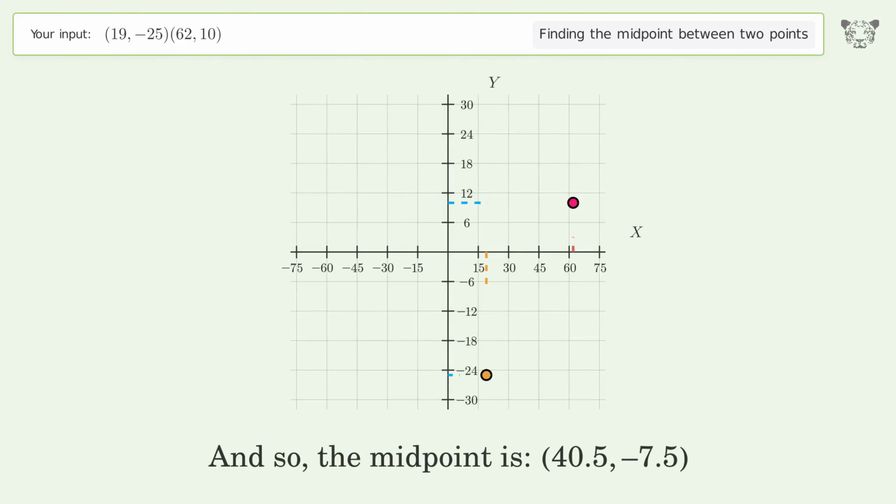And so, the midpoint is 40.5, negative 7.5.